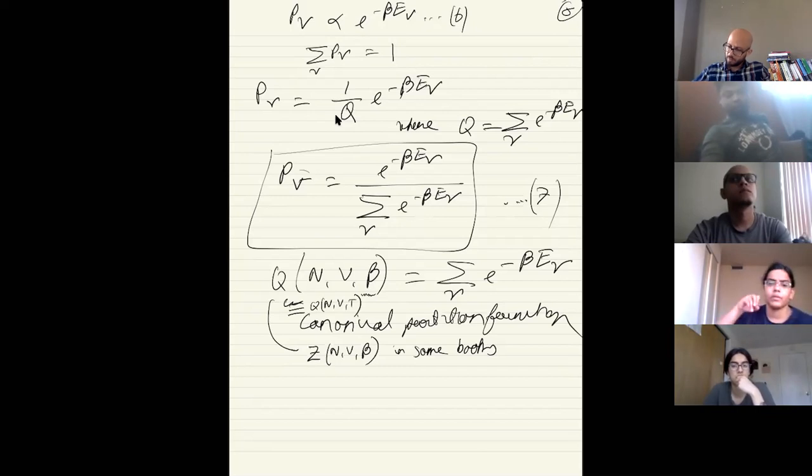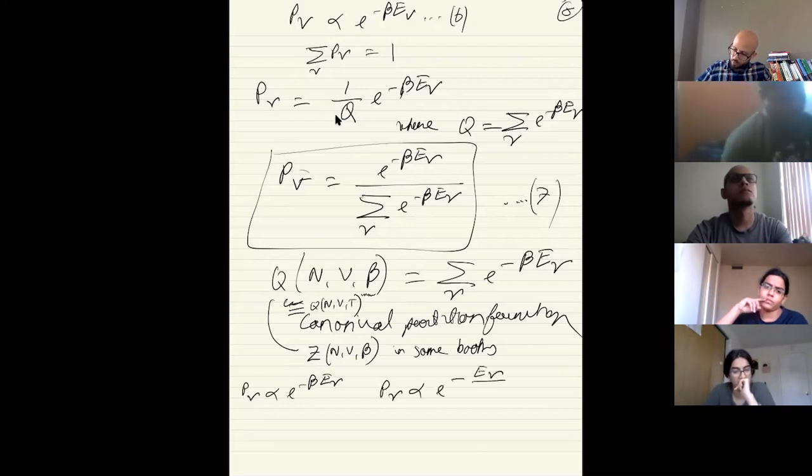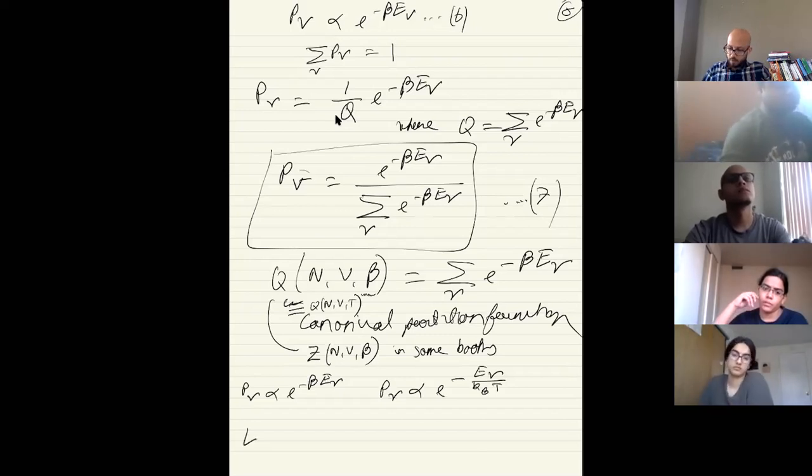The reason why this is nicer is because we can write down P nu as proportional to e to the power minus beta e nu. If you were using temperature, then it would be P nu proportional to e to the power minus e nu by kBT, which is just a bit more to write, right? So beta just takes care of the Boltzmann constant.